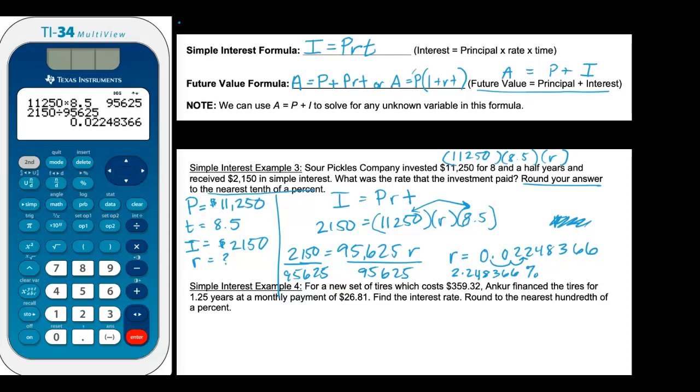Now I'm going to round that to the nearest 1/10%. The tenths place is the first number to the right of the decimal, and so I look at the number to the right of that. It's a 4, so it tells me to leave that 2 alone, and my answer is going to be 2.2%, and that's the rate that the investment paid.